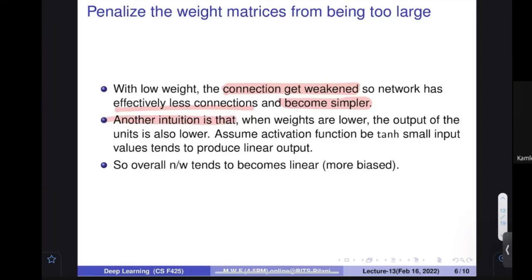For example, if you have any unit and you are going to see the output of that particular neuron, if the weights are smaller, then after multiplying, whatever output you get is also going to be smaller. Without loss of generality, we can assume that output is going to be the tanh function. You have seen the tanh function in this particular format, from minus 1 to 1. At 0, it gives this particular thing. So the output is also very small.